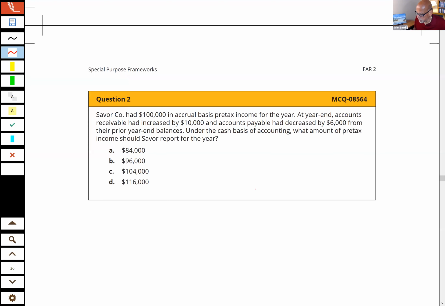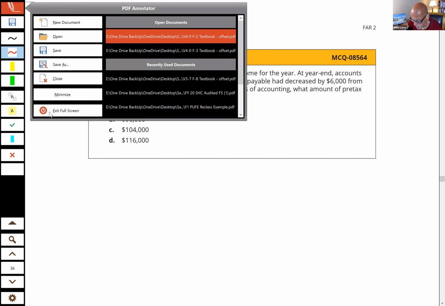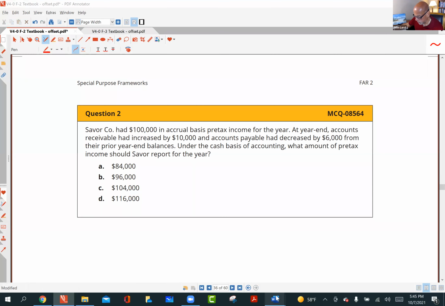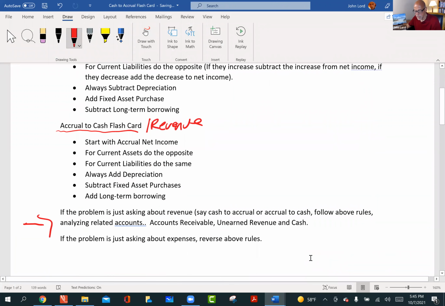Guys, this is now the other piece of that flashcard. Let's look at that real quick. So come back to this flashcard, because this one is going the other way, which is asking what accrual to cash is what they're asking us for here.